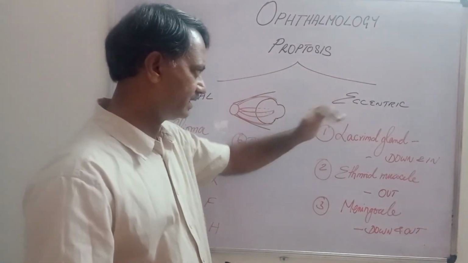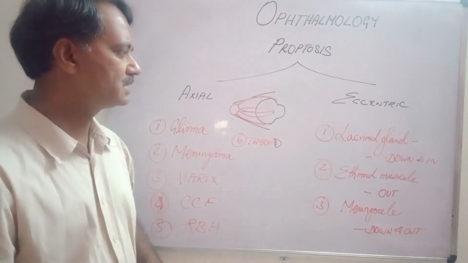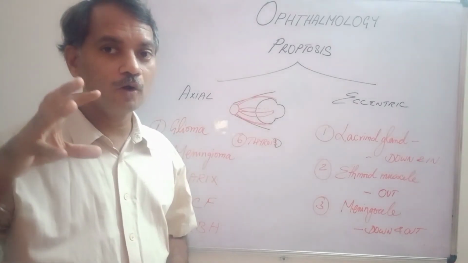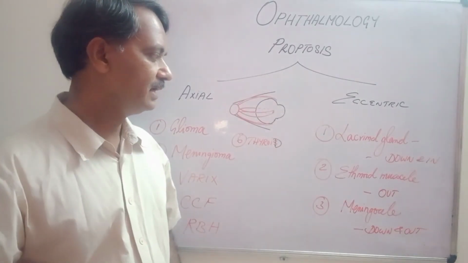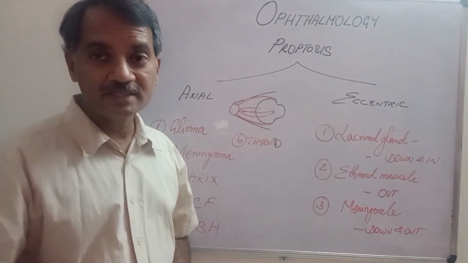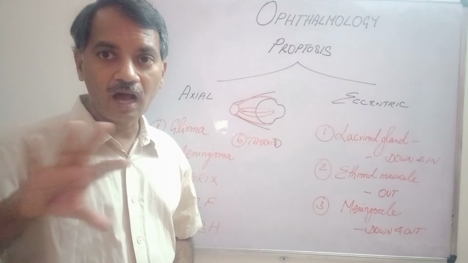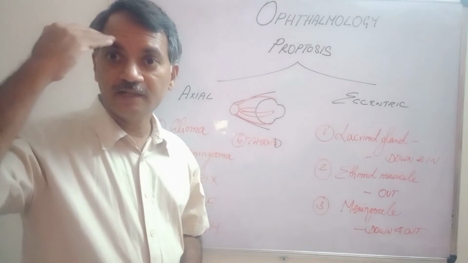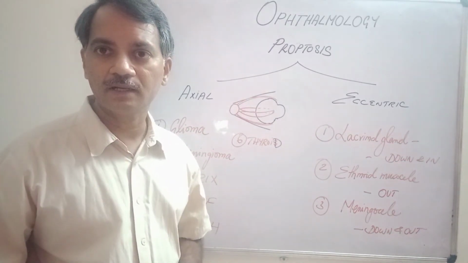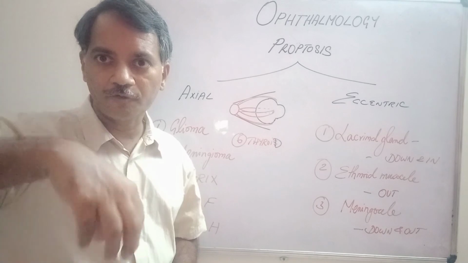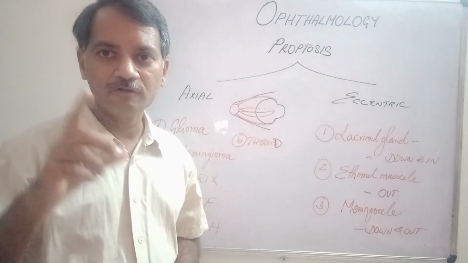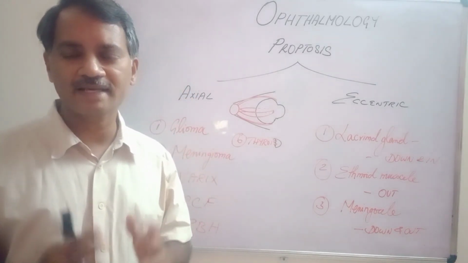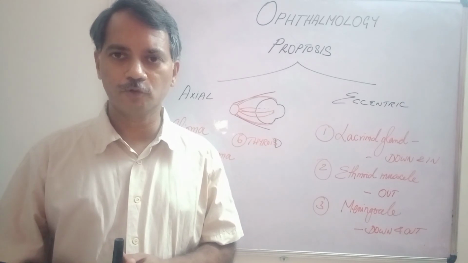Next, coming to the eccentric type of proptosis, we will see some examples. If there is a lacrimal gland tumor here, that will push the globe down and in. If there is an ethmoidal mucocele on the inside, that will push the eyeball out. If there is a meningocele, that is a defect in the superior portion of the orbit, then that meningocele will come down from the cranial cavity, that will push the globe down and out. There are so many conditions that can cause axial proptosis and eccentric proptosis.